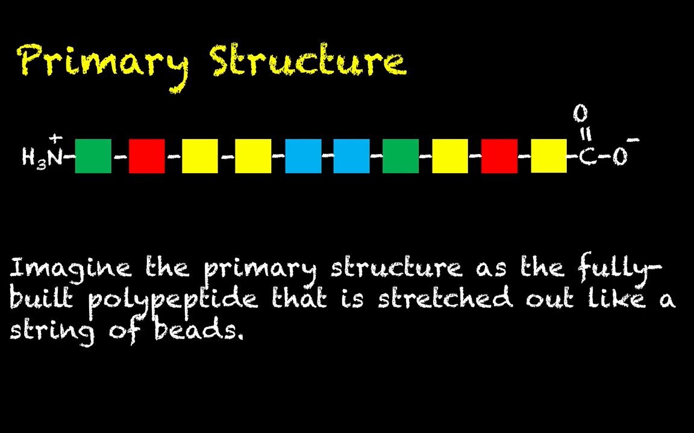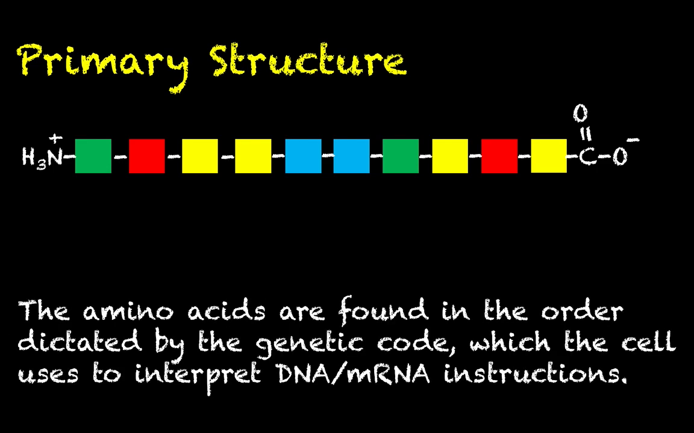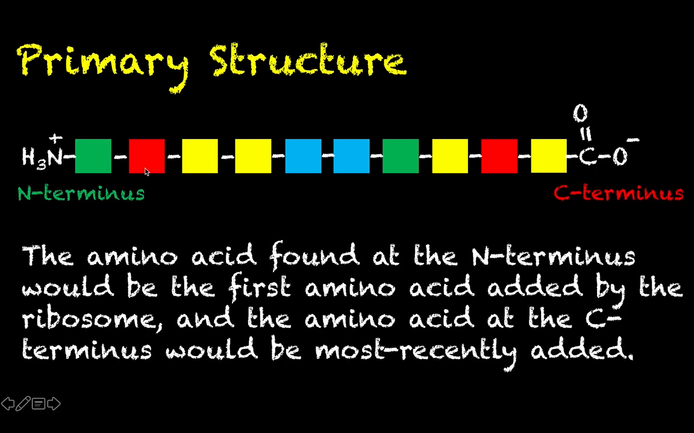So to visualize the primary structure for a protein, you can picture the fully built polypeptide with all the peptide bonds in place as being kind of like a string of beads that is stretched out in linear fashion. The amino acids are found in the order that is dictated by the genetic code, which the cell machinery will use to interpret the instructions that are found in the genes on the DNA and the instructions that are found in the mRNA copy that is made after transcription. You can see here that this primary sequence of this polypeptide has the N-terminus here and the C-terminus here, as we said we would in the previous video.